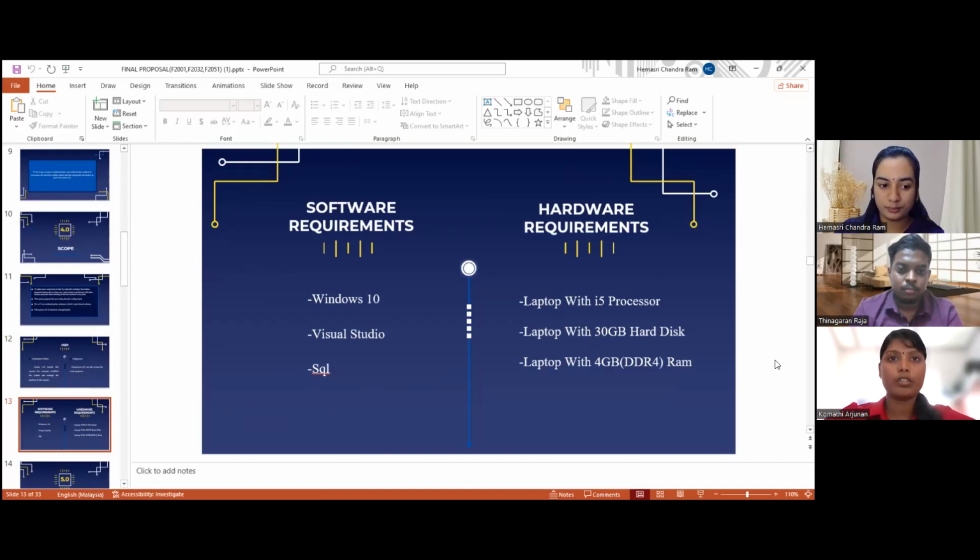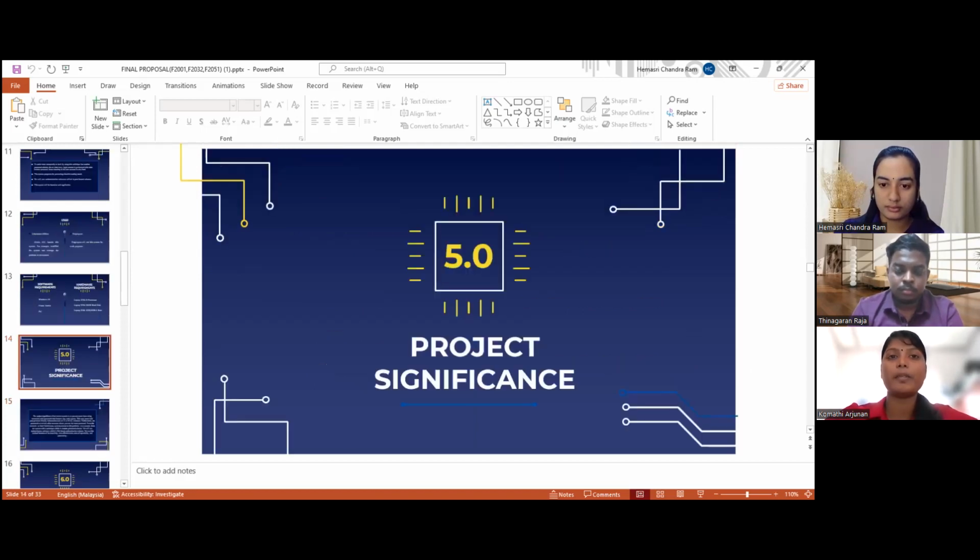In this project, there are 4 main software we will use. They are Windows 10, Visual Studio, and SQL. The hardware that we will use is a laptop with i5 processor, a laptop with 30 GB hard disk, and a laptop with 4 GB DDR4 RAM. That's all from my side. Now I will pass to my next presenter to explain more about our project.